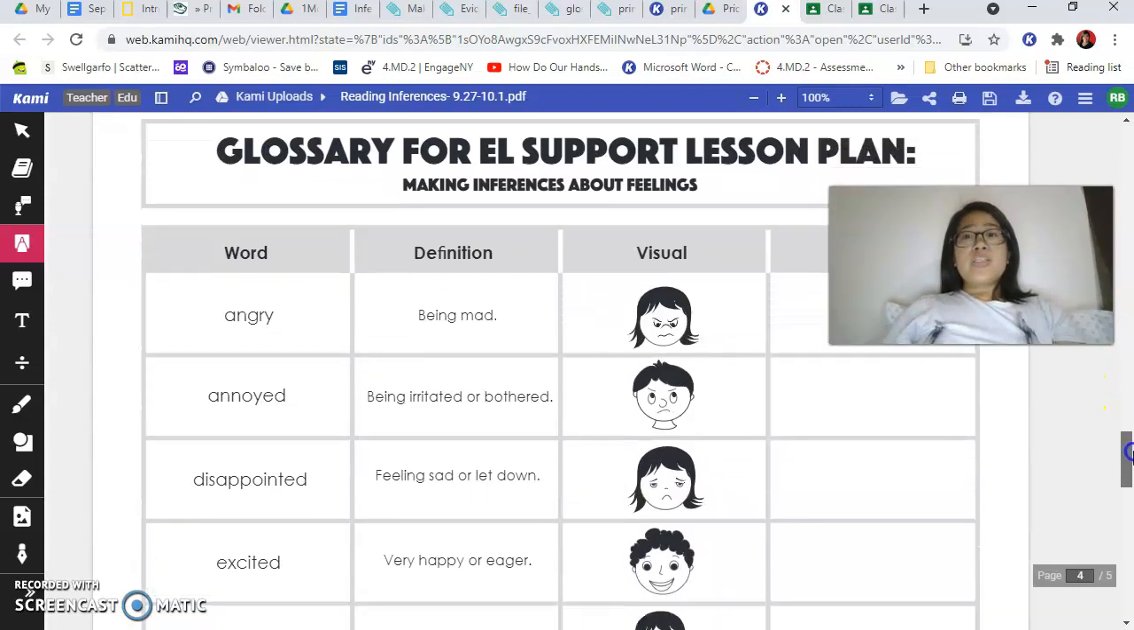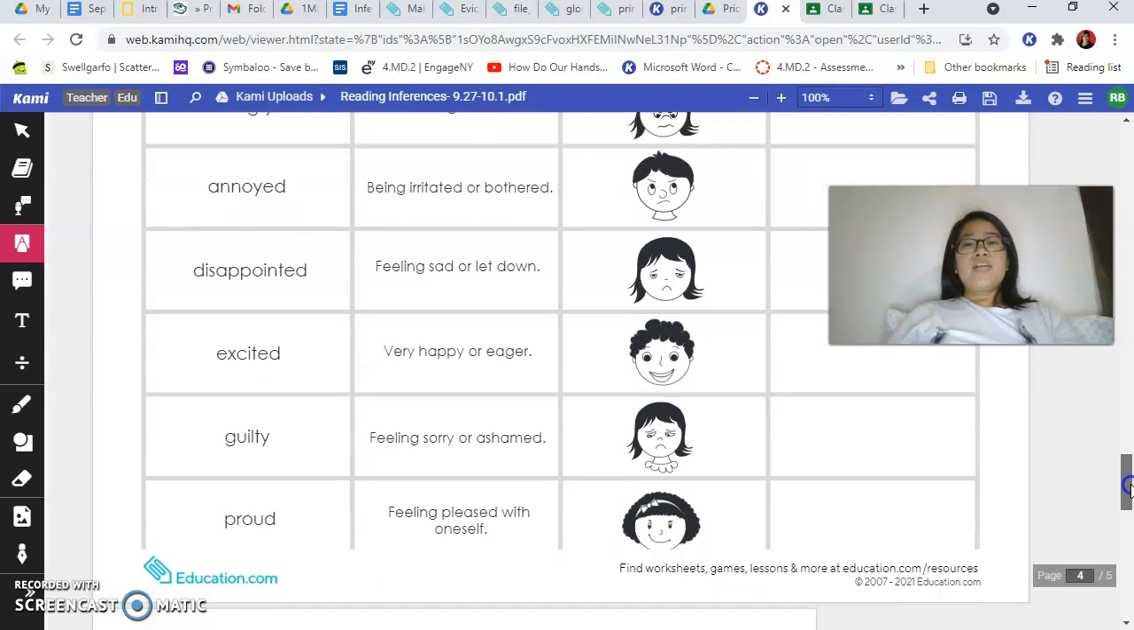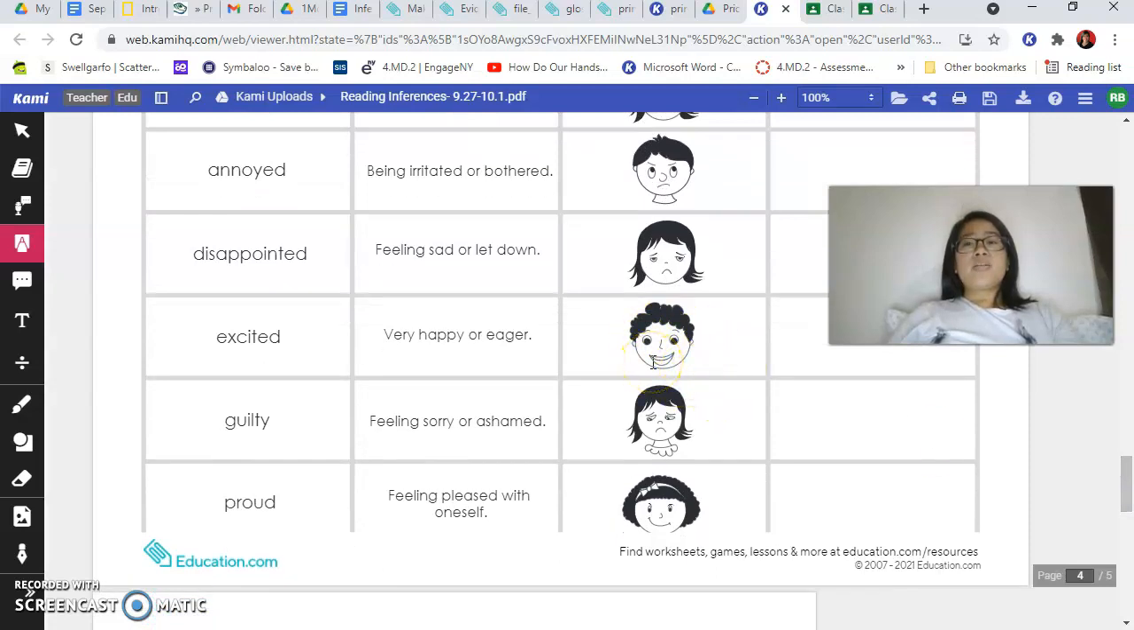On Thursday, you're going to read the glossary for EL support lesson plan, making inferences about feelings. So here you have the word, the definition, and visual. If someone were angry, it's someone being mad, and this is how they would look like. If they were annoyed, it's another way of saying being irritated or bothered, and that's the face they would make. If they're disappointed, they're feeling sad or let down, and their face would look like this. Excited would be another word for very happy or eager, and here's an example to the right.